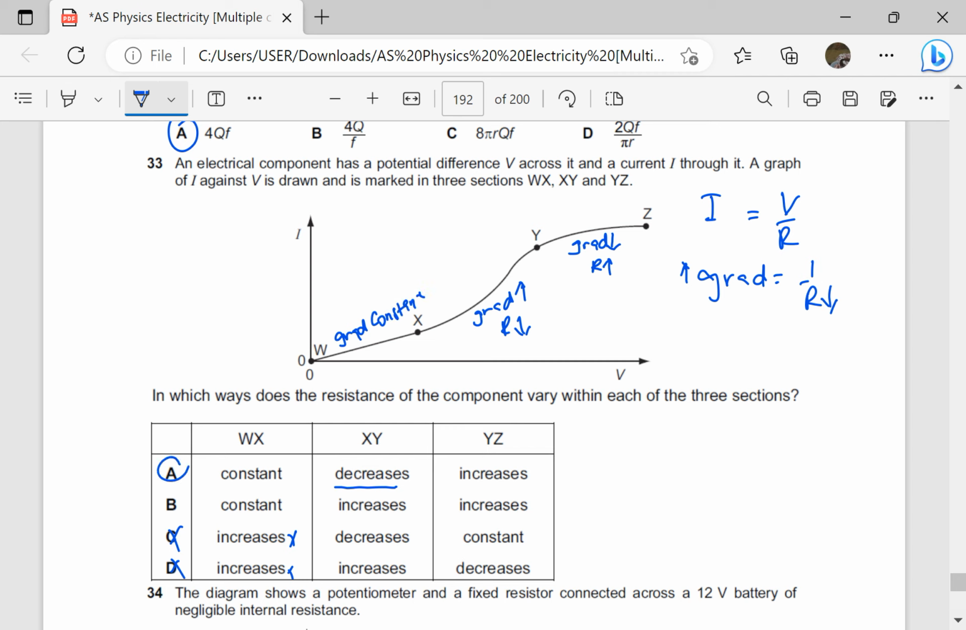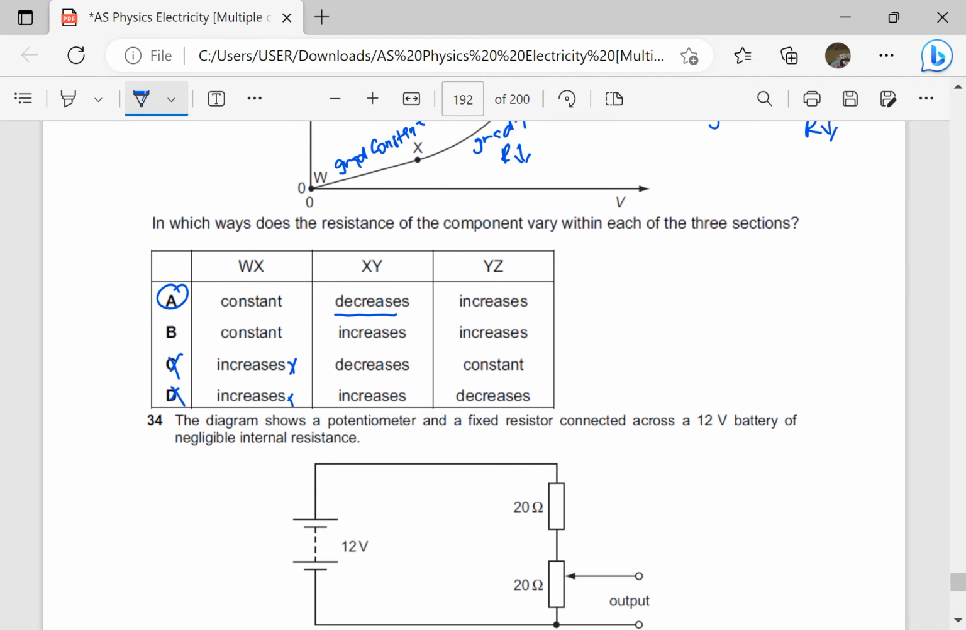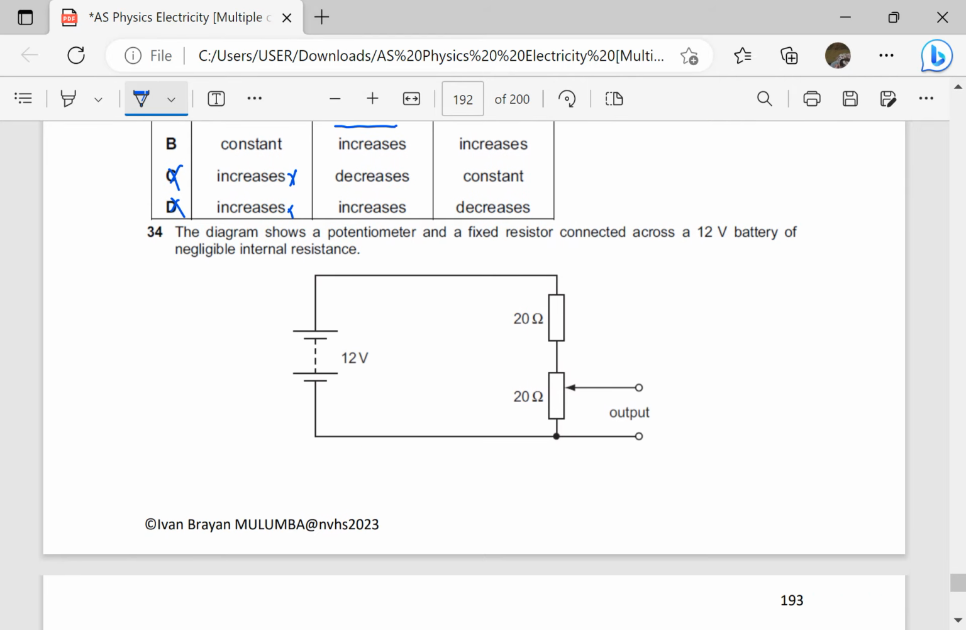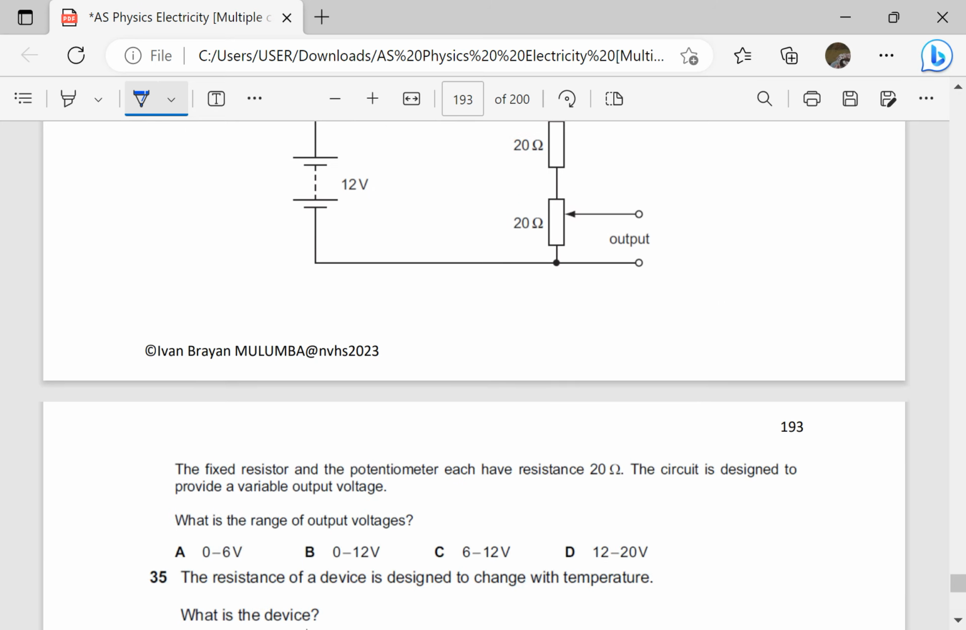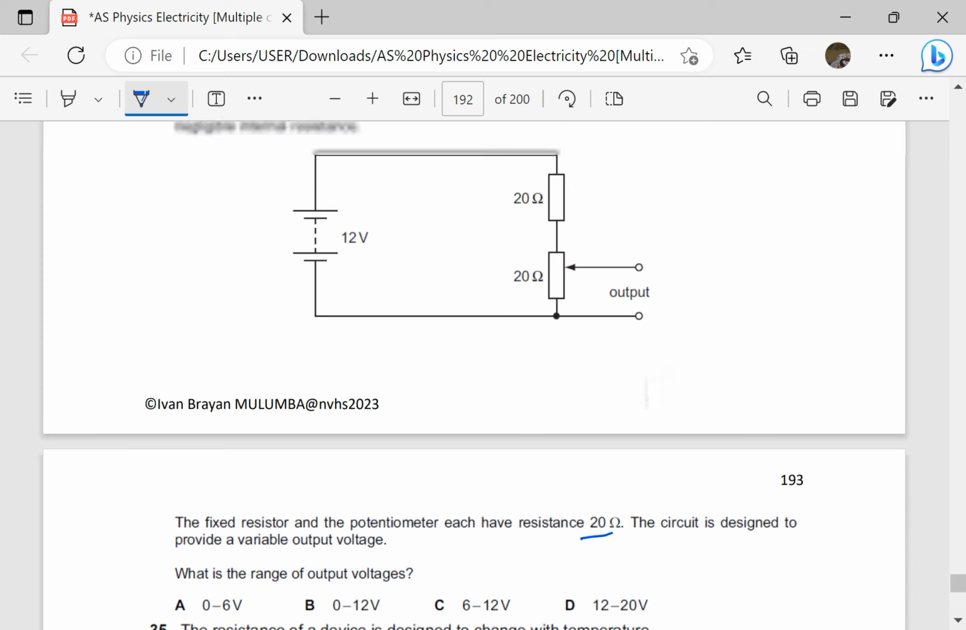So our answer is going to be A. The diagram shows a potentiometer and a fixed resistor connected across a 12 volts battery of negligible internal resistance. The fixed resistor and the potentiometer each have resistance 20 ohms. The circuit is designed to provide a variable output voltage. What is the range of output voltage?